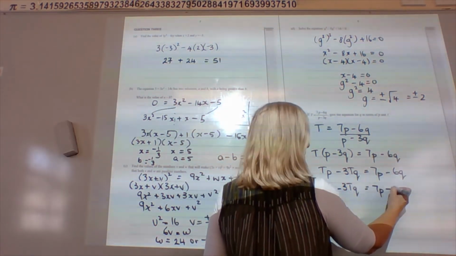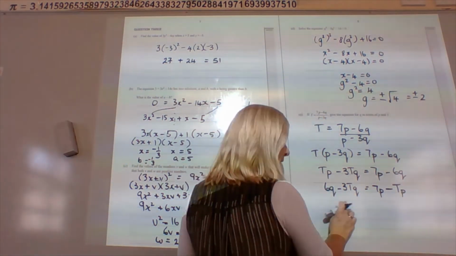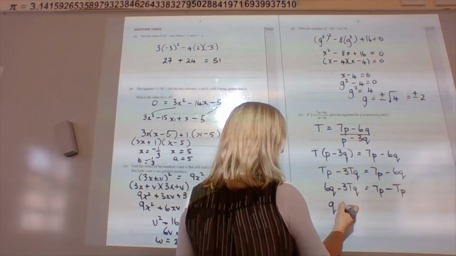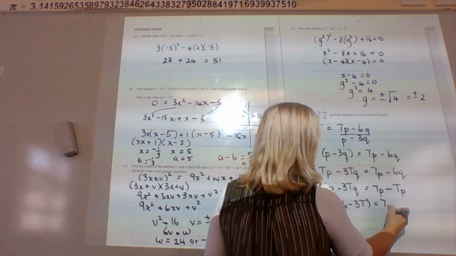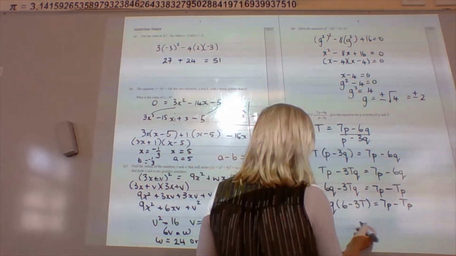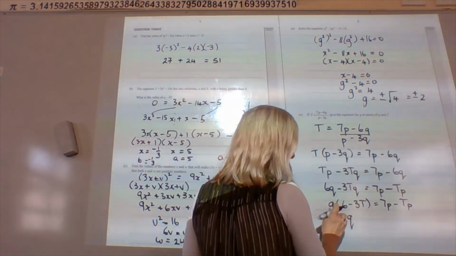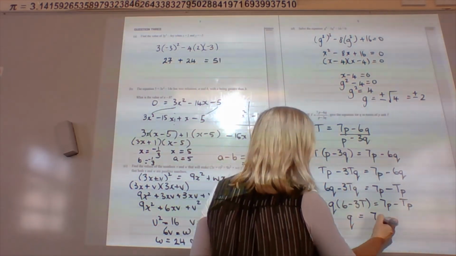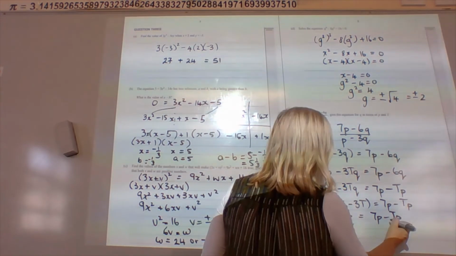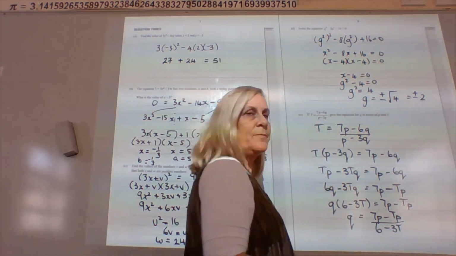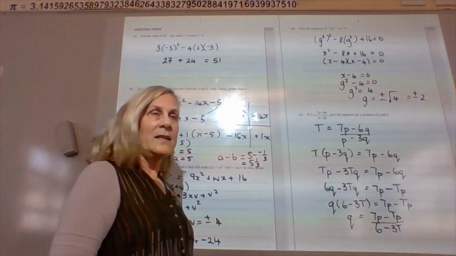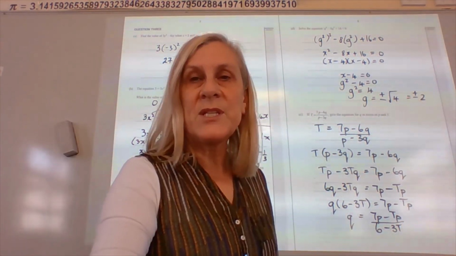7P, we haven't moved that one, minus TP. We're going to take Q out. Q leaves 6 minus 3T and 7P minus TP. So Q equals, we're dividing because it's multiplied, 7P minus TP all over 6 minus 3T. Okay, so that is the MCAT Day 2 from 2021.